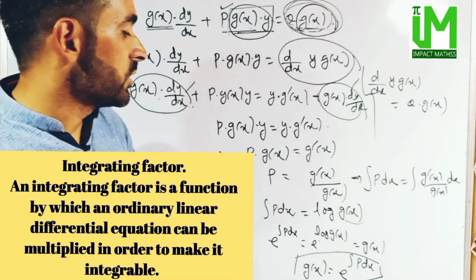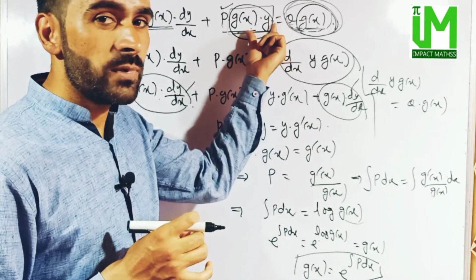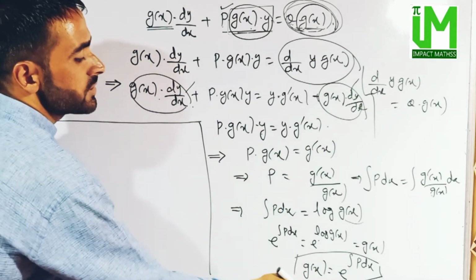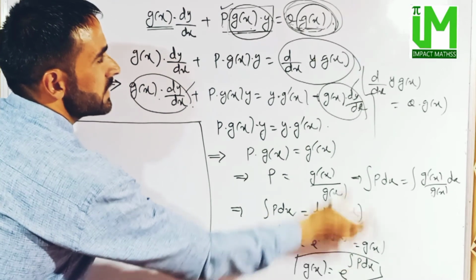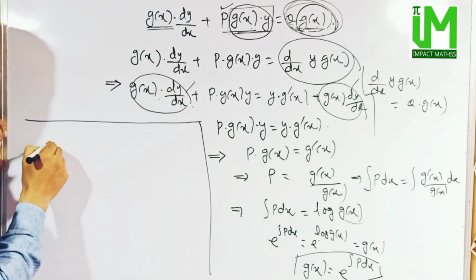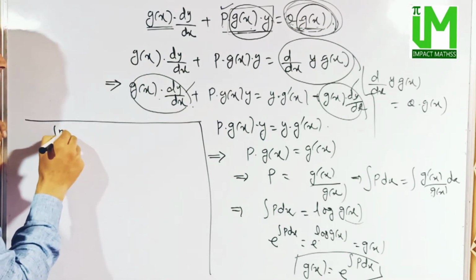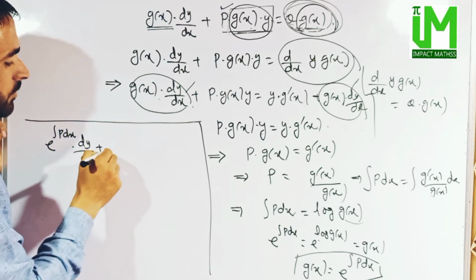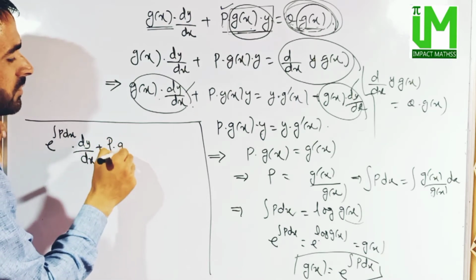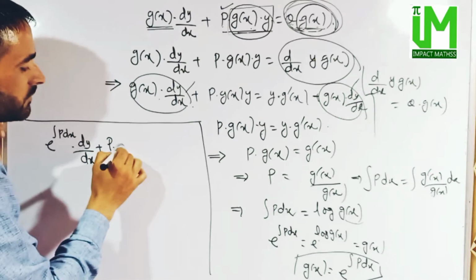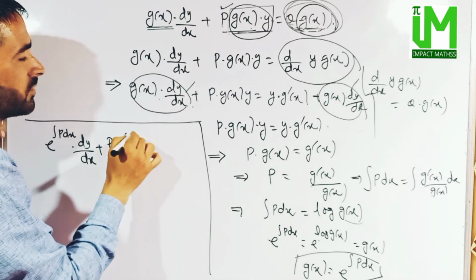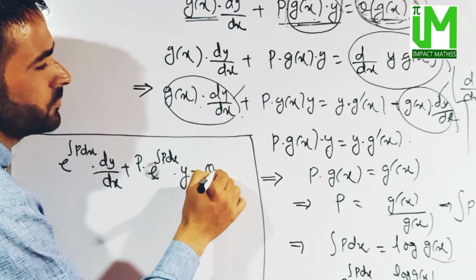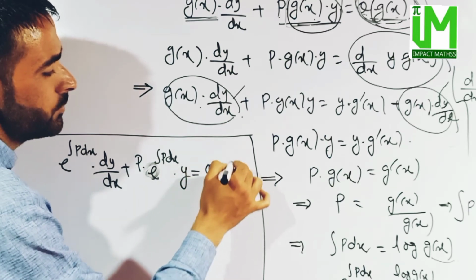Since we are multiplying by the integrating factor g of x, if we now replace the value of g of x, then if we plug in g of x is equal to e to the power integration of p dx, it will be e to the power integration of p dx into dy by dx plus p into g of x, so the value of g of x, e to the power integration of p dx into y is equal to q into g of x, and the value of g of x is e to the power integration of p dx.